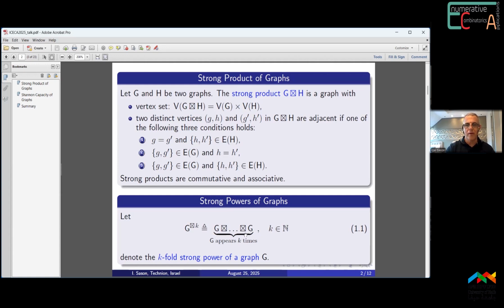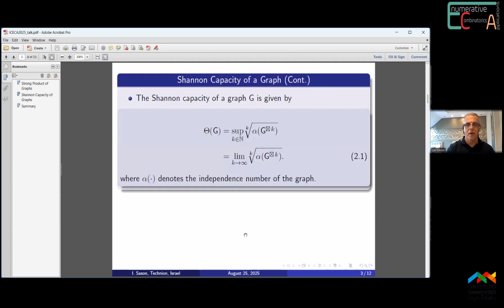I introduced these definitions because I now want to move forward and talk about the Shannon capacity of a graph. The Shannon capacity of a graph G is defined as the supremum of the k-th root of the independence number of G raised to the k-th power. So this is the k-fold strong power of G. You take the k-fold strong power of G, look for the independence number of this graph, and then take a root of order k.